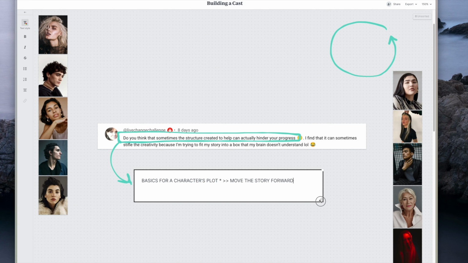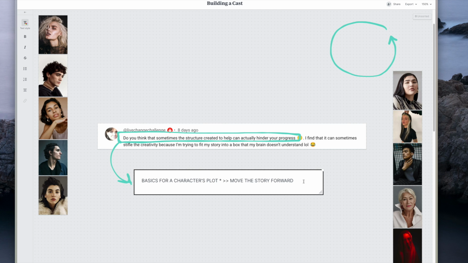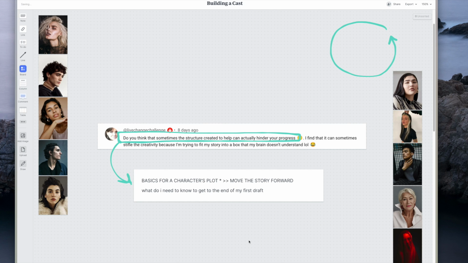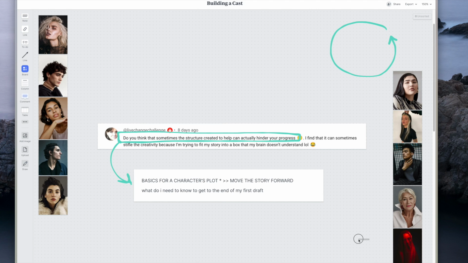That is the key here. I just want to know how I can move the story forward with these characters. Basically, what do I need to know to get to the end of my first draft? That is the main thing. I'm really going to be discovering these characters as I'm writing. So this structure for me is going to help me figure out how to get to the end, but I'm still going to be discovery writing, I guess, to really find out who my characters are as I write them on the page. And that's the same with outlining.